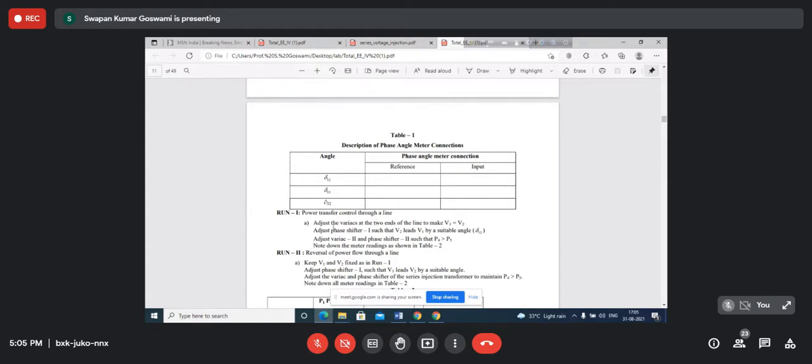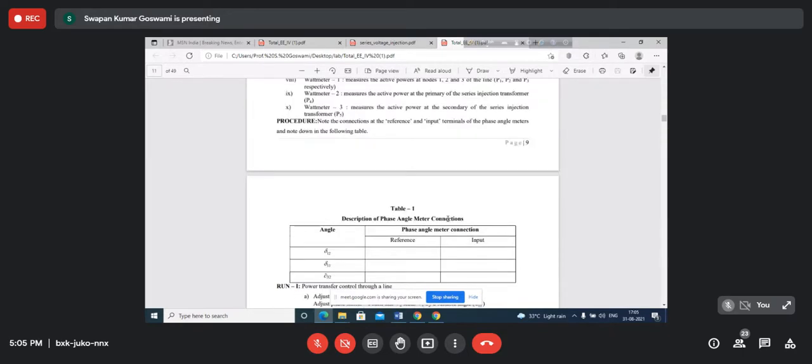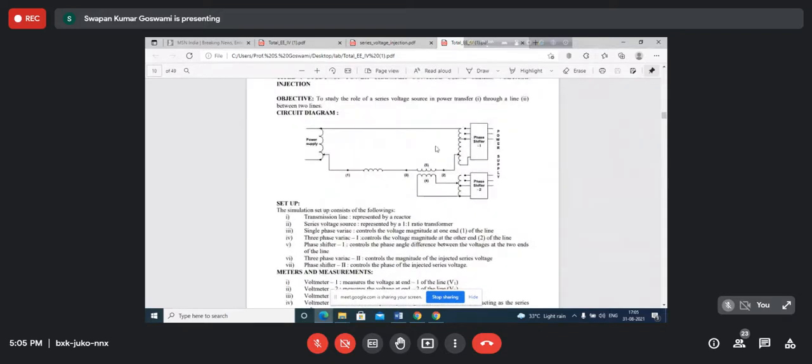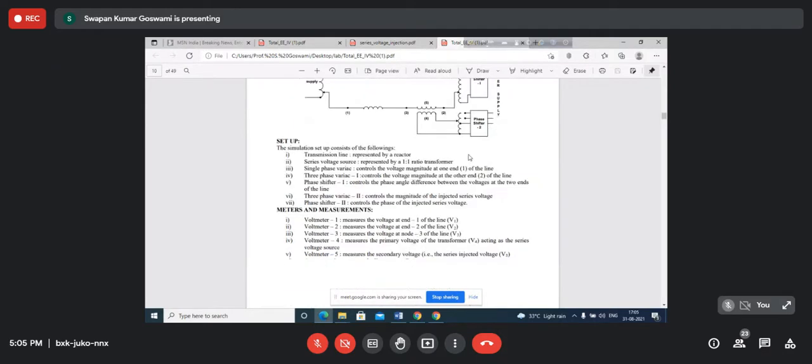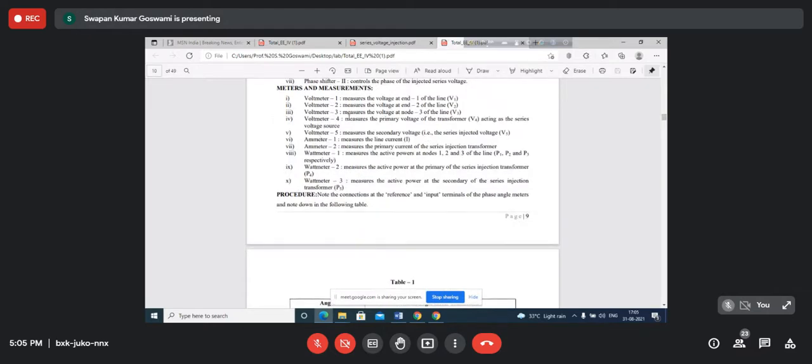Adjust the variac at the two ends to make V1 equal to V2. Adjust phase shifter 1 such that V2 leads V1. So the phase angle will be adjusted by this one. Between these two voltages, you have to adjust the phase angle difference, and that is done with the help of this phase shifter 1.